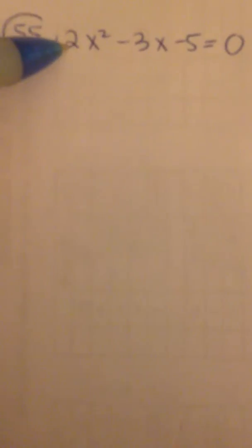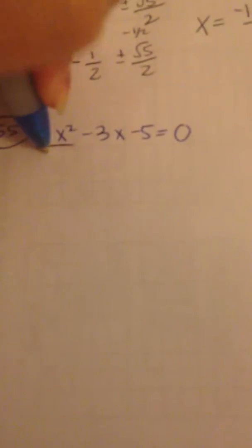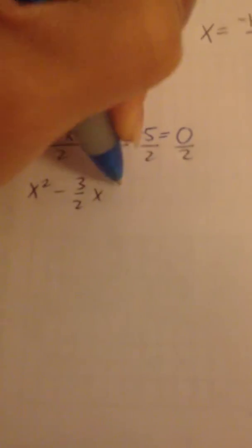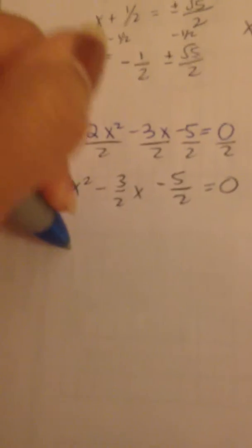55, same thing. We have a value of 2. We want it to be 1, so you divide everything by 2. So x squared minus 3 halves x. This one's ugly. I hate how college professors think that you guys can do this kind of stuff. Alright, from here, x squared minus 3 halves x equals 5 halves. We move the 5 halves over by adding 5 halves on both sides.